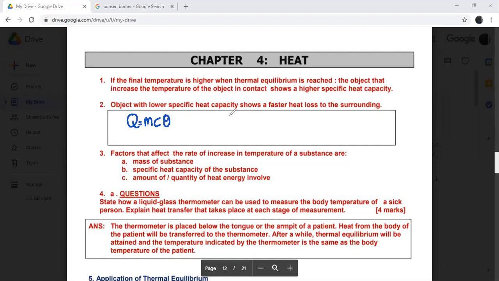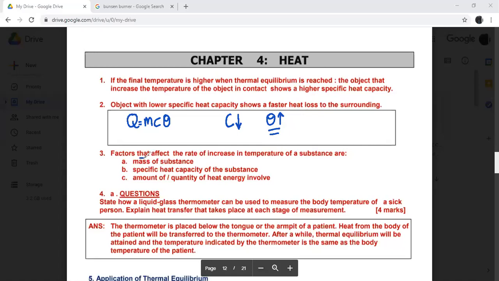theta. So any object that has a smaller specific heat capacity shows a higher increase in temperature, right? An object with a lower specific heat capacity shows a higher increase of temperature or higher changes. It shows a faster heat loss to the surrounding or heat gain, a higher increase in temperature.